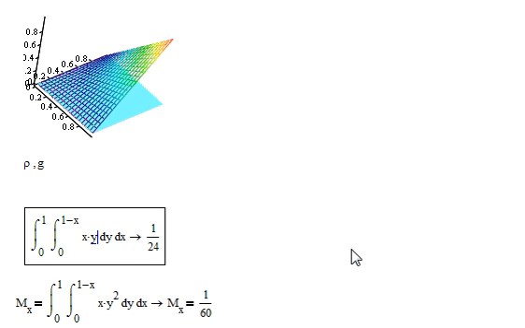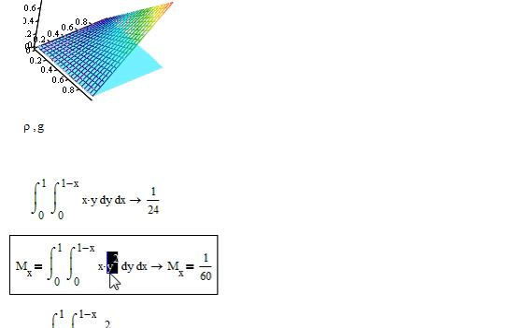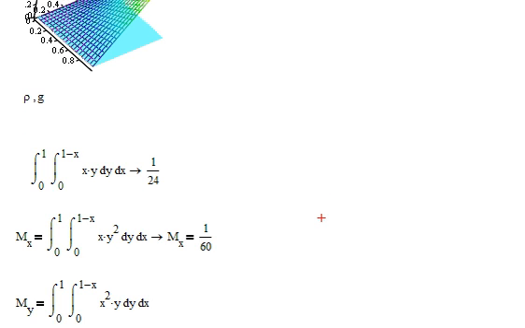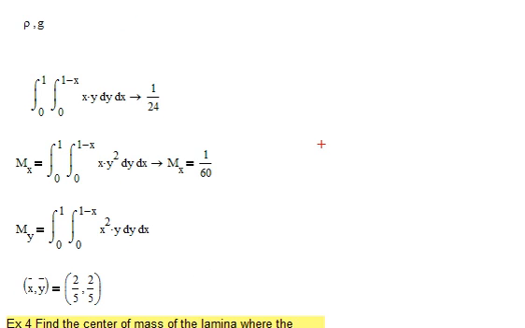We can do that in pieces if you want, but integrating with respect to y gives y squared over 2, and that's simple integration, so you can probably work that out yourself. That was the mass. The moment about the x-axis is where we have an extra y, and integrating that with respect to y, you get y cubed over 3. The moment about the x-axis turns out to be 1/60. And the moment about the y-axis, I don't have that one worked out. Integration of a polynomial is not a problem for you. It just turns out to be 1/60.